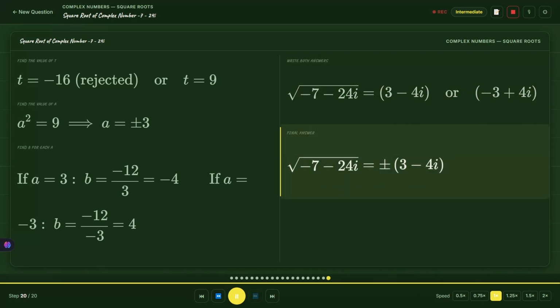And we're done. The square root of -7 minus 24i is plus or minus (3 minus 4i). You did an amazing job sticking with this one, great work.